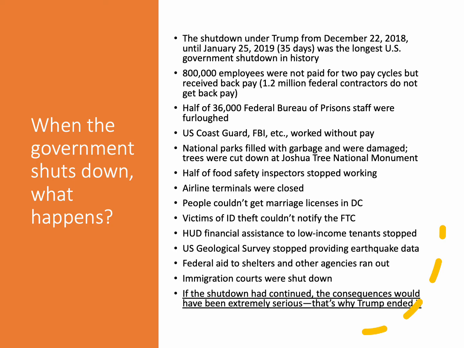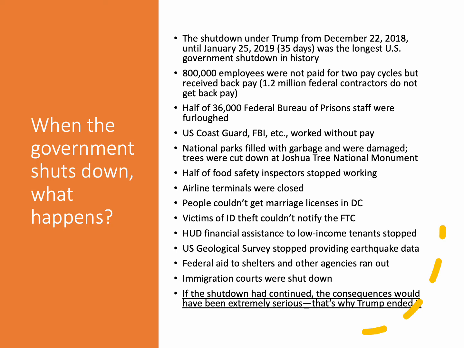800,000 employees were not paid for 2 pay cycles. Now, eventually, they got back pay, but 1.2 million federal contractors did not get back pay. They just lost their money. Half of the 36,000 staff of the Federal Bureau of Prisons were put on furlough. The U.S. Coast Guard and the FBI and other law enforcement and national defense agencies, people just worked without pay. They just had to go to work and not get paid. We're talking about an enormous number of people. And then a few just examples.